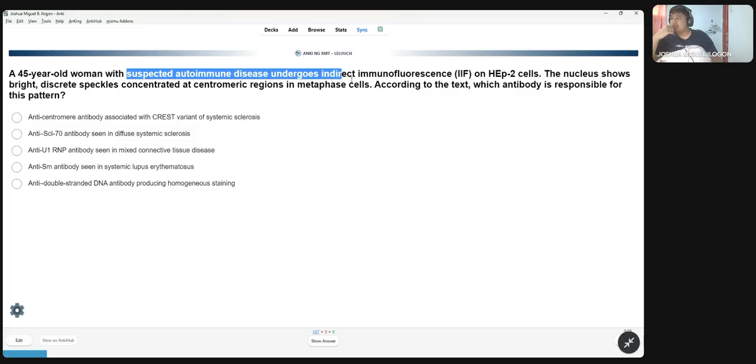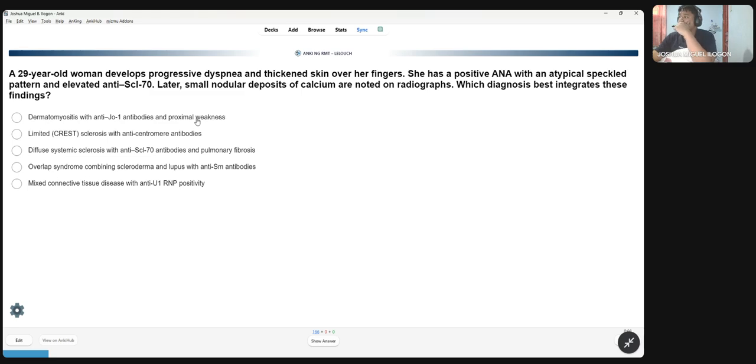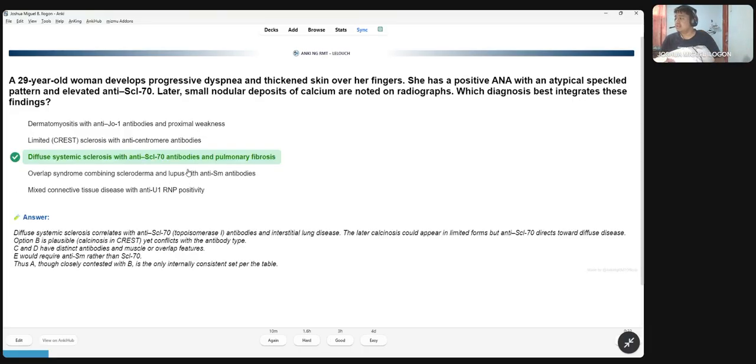Suspected autoimmune disease undergoes IF on Hep-2 cells. Discrete speckles, concentrated, so it's centromere. So CREST. A 29-year-old woman develops progressive dyspnea and thickened skin on her fingers. Positive ANA with a typical speckled pattern and elevated Scl-70. Nodular deposits of calcium. So it's SSc. I think I'm going to go with Sm antibodies.